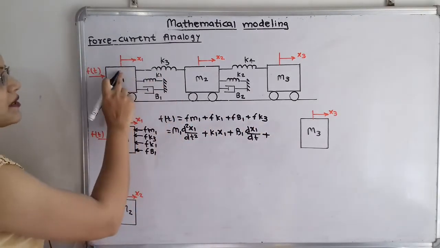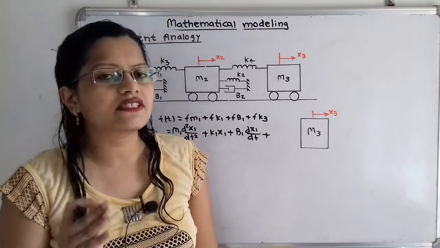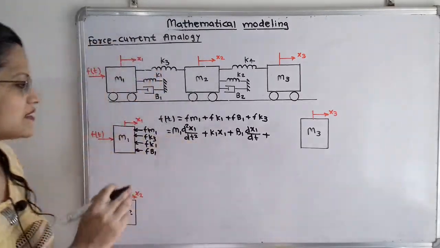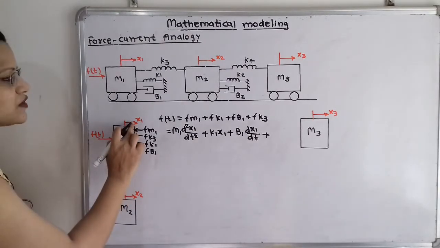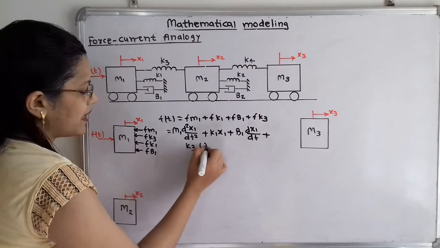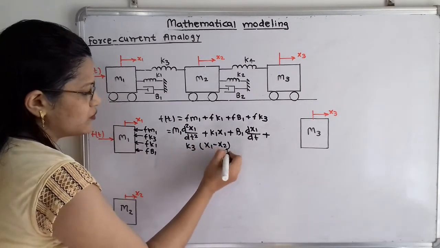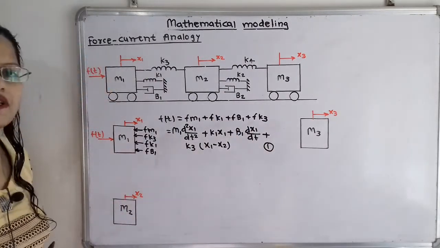Now k3 is in between m1 and m2, so we have to take the difference between the displacements. This is the free body diagram of m1, so while taking the difference we will take x1 first. So for this k3 I will write k3 in the bracket x1 minus x2. So this is the differential equation. I will give here equation number 1.